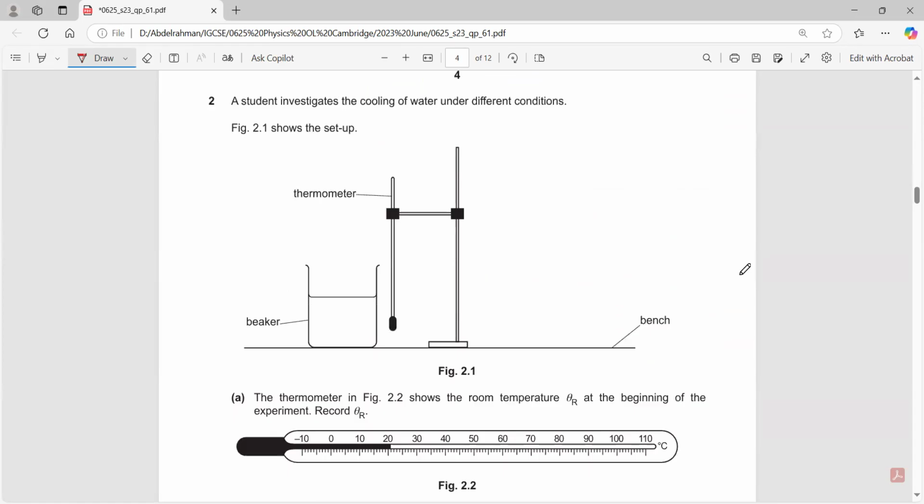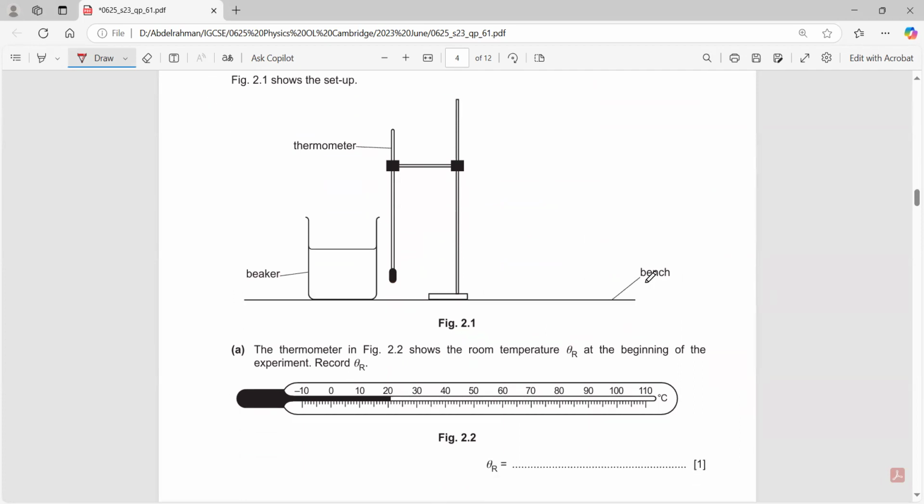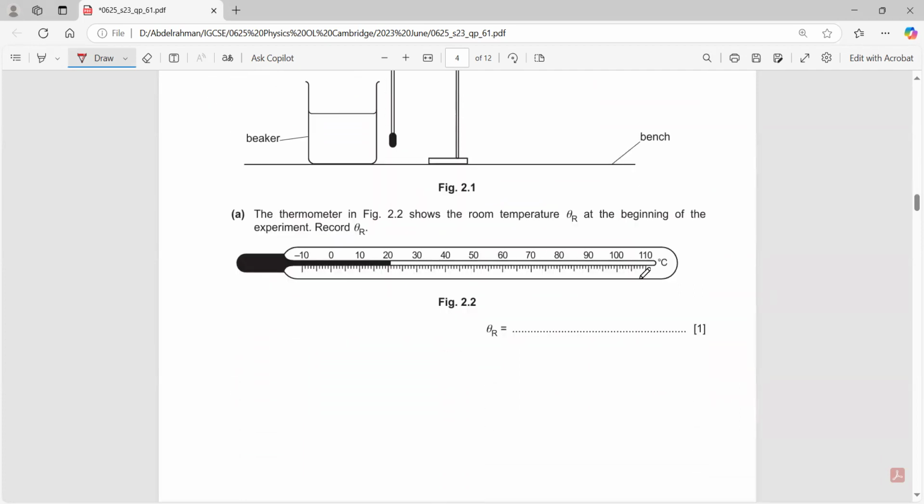Next question. He's investigating the cooling of water under different conditions. Can I find theta r, the room temperature? Yes, the room temperature is 21 degrees Celsius. That's easy. Moving on to the next question.